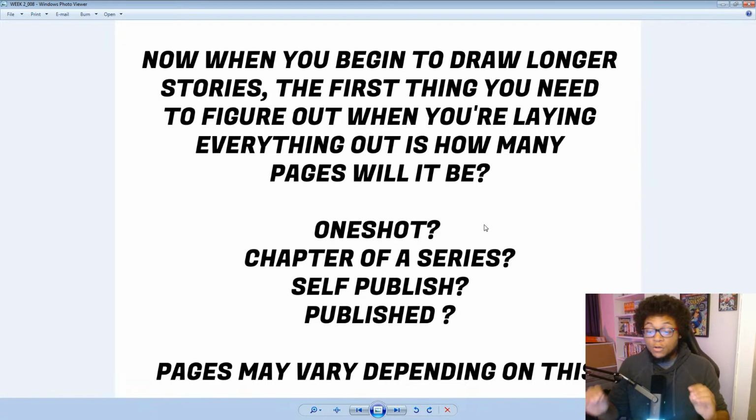Now, when you begin to draw longer stories, the first thing you need to figure out when laying out everything is how many pages it will be. If you are going to do the 5 to 10 pages, or if you're ready to do something that's longer, that's up to you, obviously. But if you did something longer, you need to figure out exactly how many pages it is, because once you know that, you can move on to the next step.